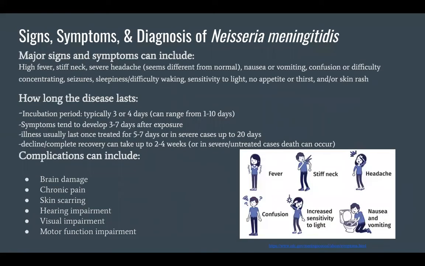The main symptoms of this disease are high fever, stiff neck, severe headache, nausea or vomiting, confusion, and difficulty concentrating. However, you can experience other ones. The incubation period is 3 to 4 days, but can range from 1 to 10. Symptoms tend to develop in 3 to 7 days. However, recovery can take 2 to 4 days, or if untreated or too severe, it can be fatal. Complications can include brain damage, chronic pain, skin scarring, visual impairment, motor function impairment, and several others. Those are the most common, though.